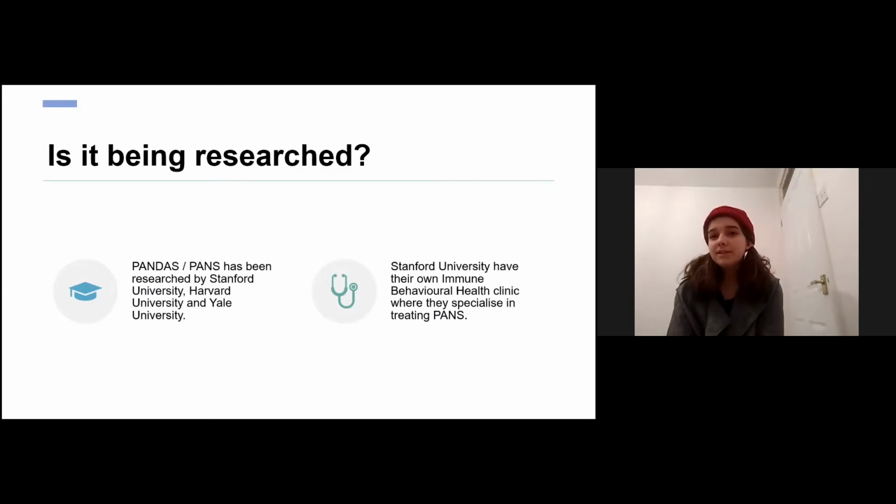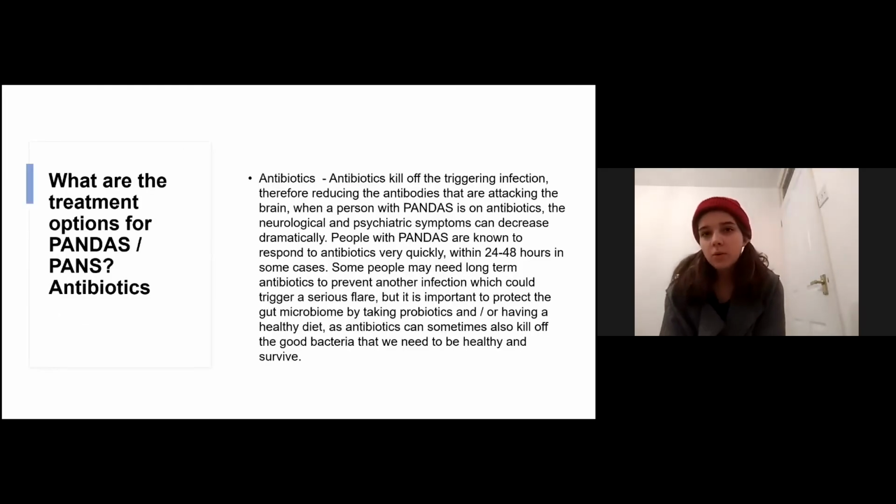Is it being researched? PANDAS PANS have been researched by Stanford University, Harvard University, and Yale University. Stanford University have their own immune behavioural health clinic where they actually specialise in treating PANS. What are the treatment options for PANDAS and PANS? The first one is antibiotics, which can get rid of the triggering infection.